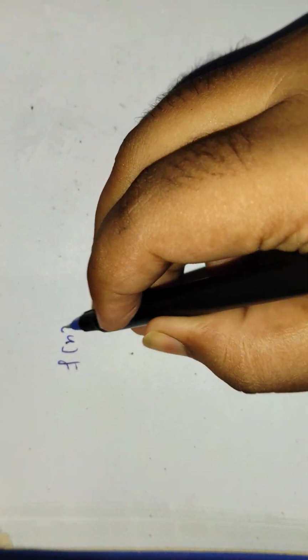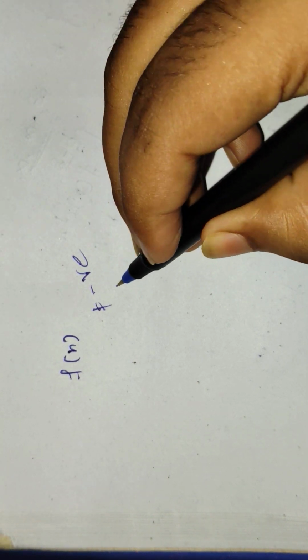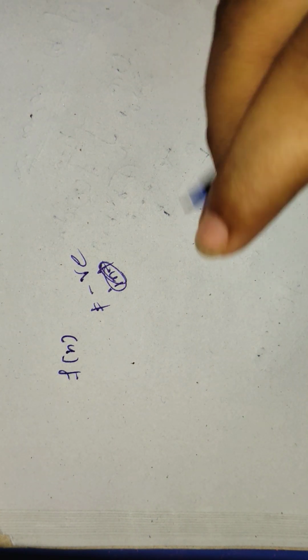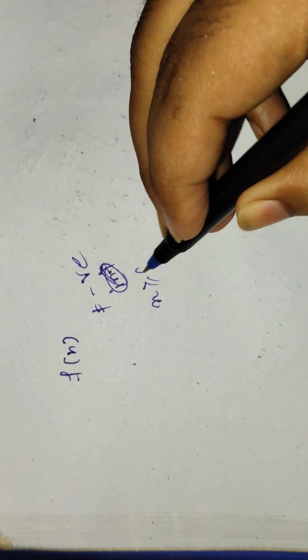The statement is: let's say f(x) is a non-negative integrable function, where x is greater than or equal to a. Let me write it, otherwise you can't understand. Let's say f(x) is a non-negative integrable function. Integrable means we can do the integration. And what is x? X is a variable, and it is greater than or equal to a.